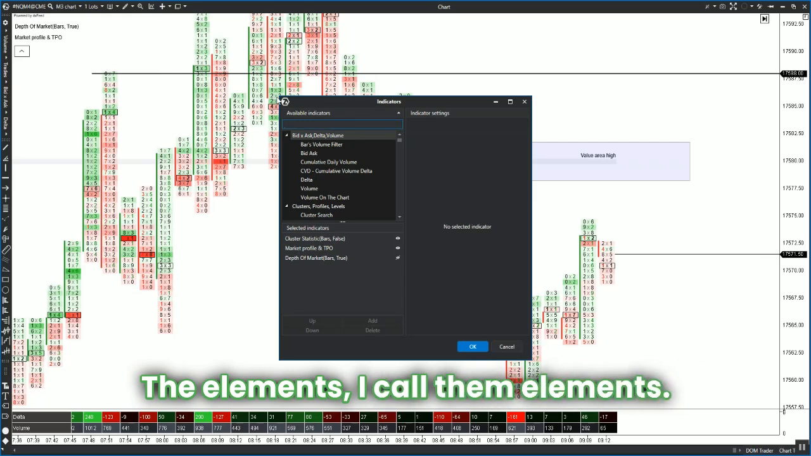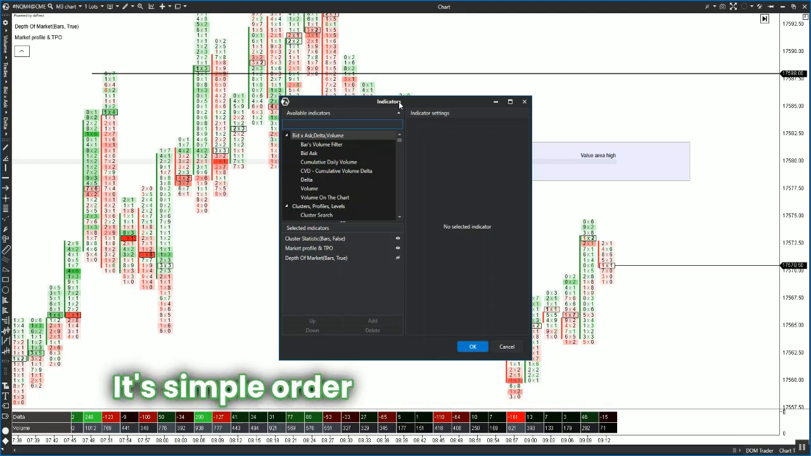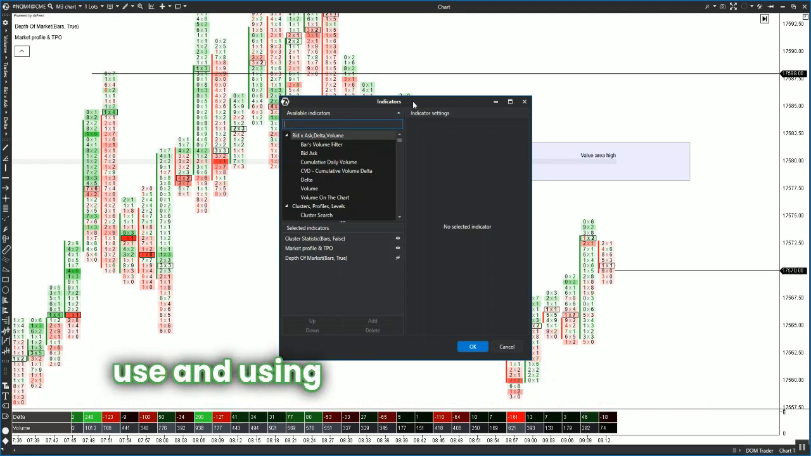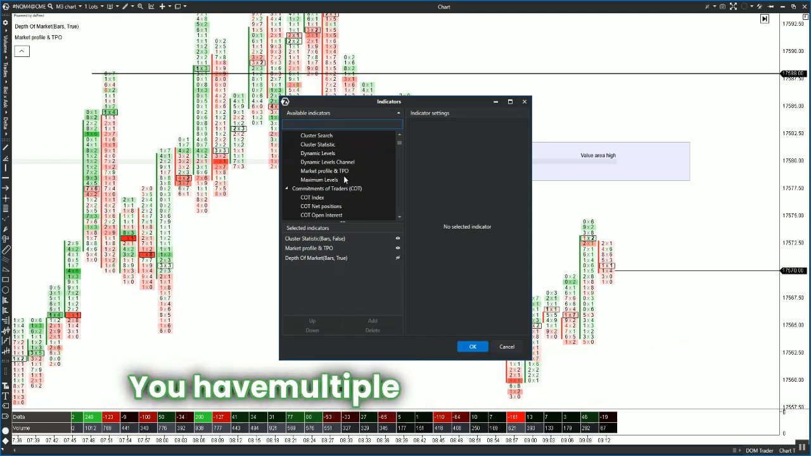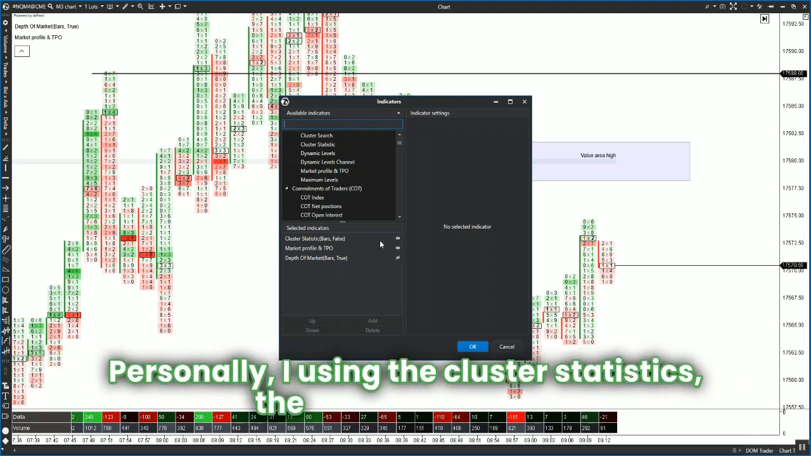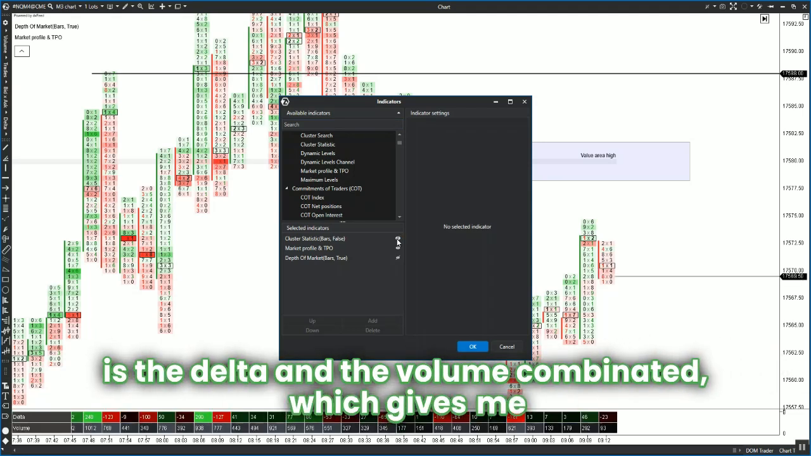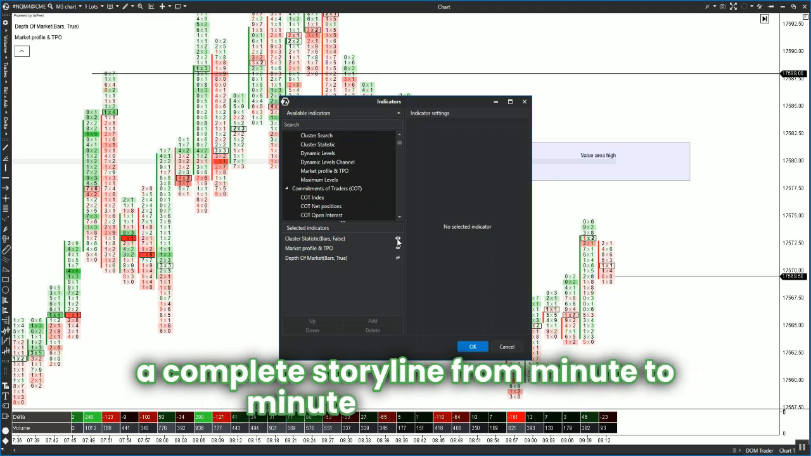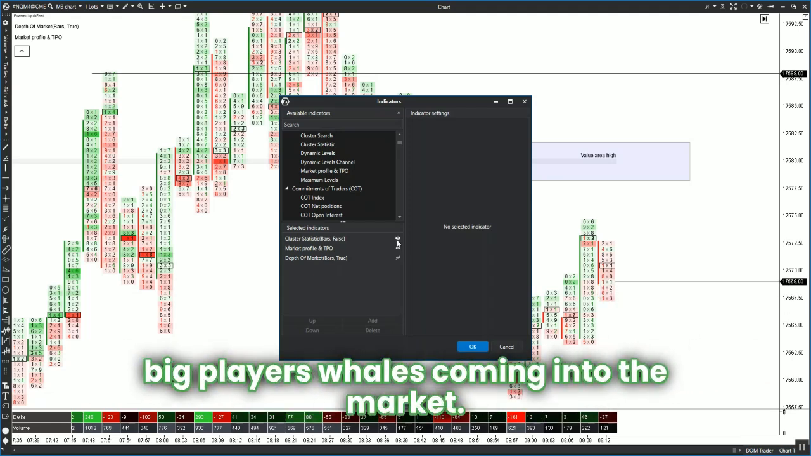The elements, I call them elements, it's called indicators right here. In fact, it's not indicators. It's simple order flow tools that you can use, using real volume, real market data, and it makes it super interesting. You have multiple options right here. Personally, I'm using the cluster statistics, the bar chart, which is the delta and the volume combined, which gives me a complete storyline from minute to minute on how those big players are coming into the market.